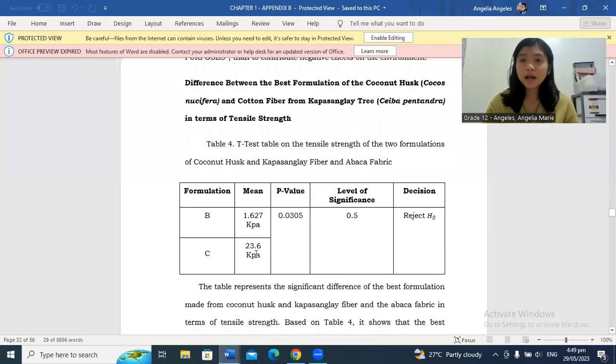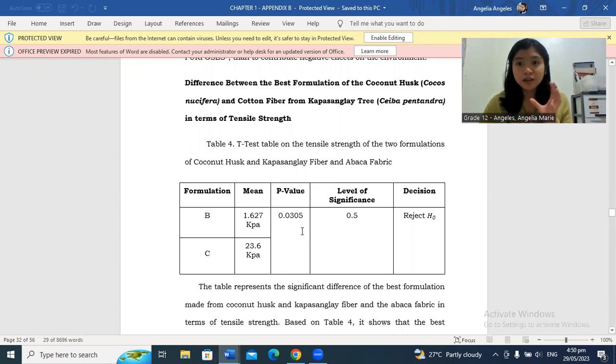So, ang pinagko-compare natin for tensile strength is formulation B. Kasi nga, in our findings kanina sa SOP question number 1, na ang best formulation daw for tensile strength is the formulation B. Okay, so yun ang gagamitin for comparing with the Abaca fabric. Okay, so we're just going to compare the means of these two para makuha natin yung value.